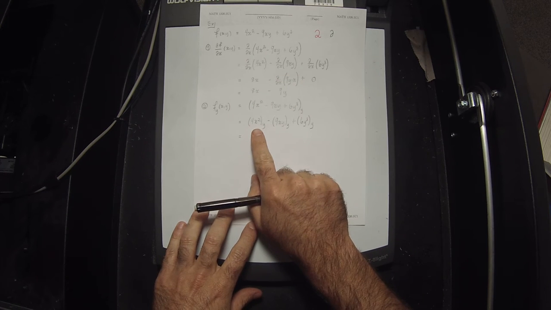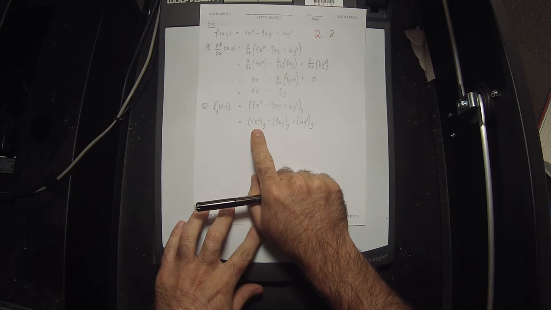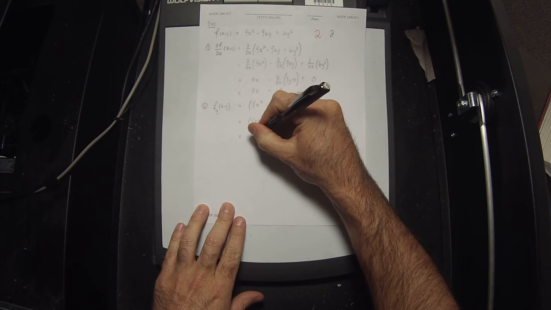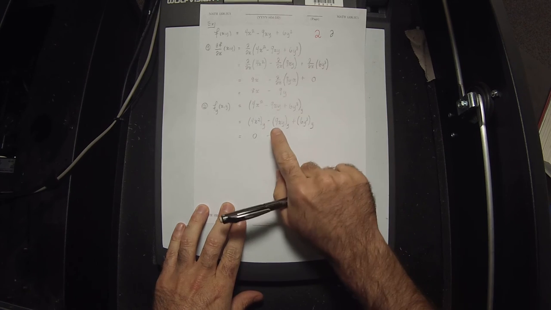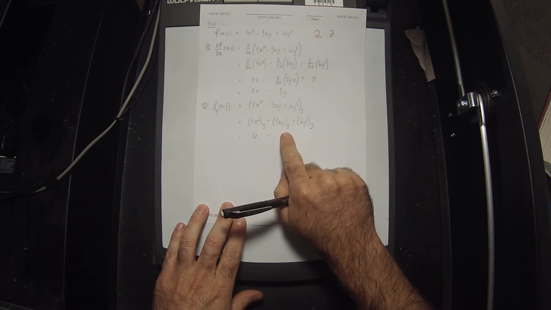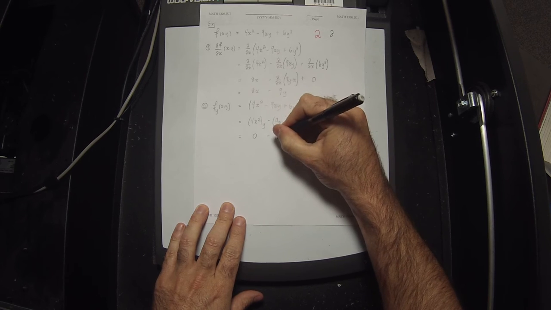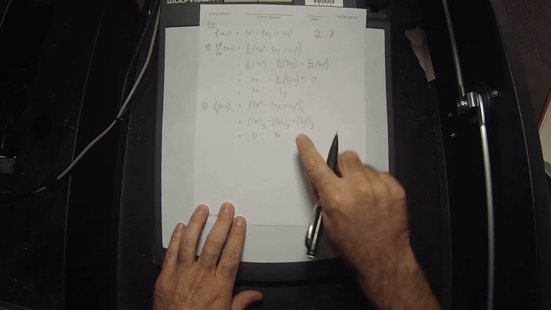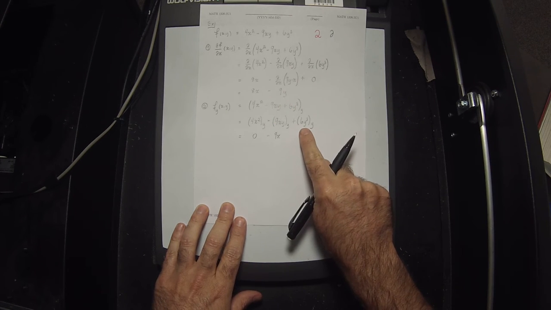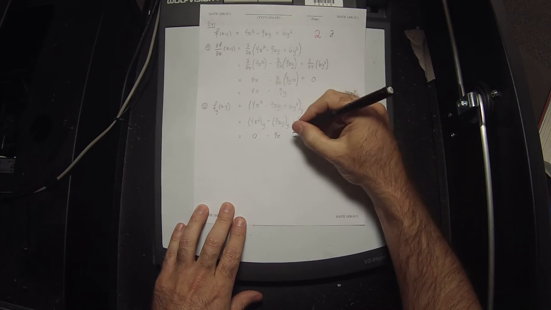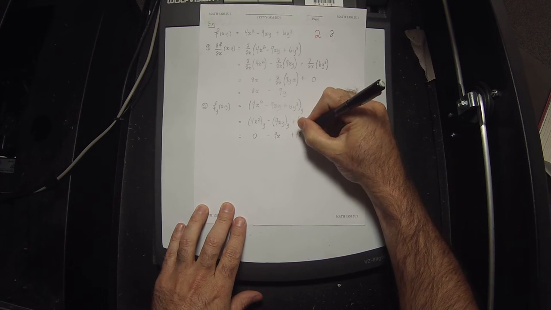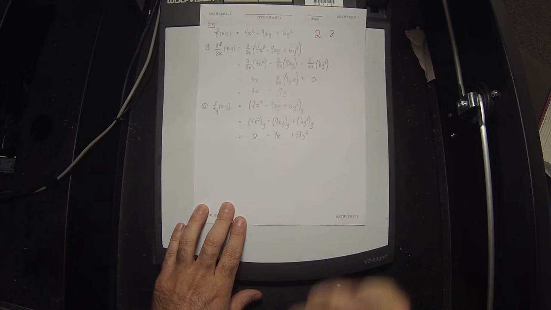What is the y partial of 4x squared? Zero. What is the y partial of 9xy? 9x. Yes. What is the y partial of 6y cubed? 18. Very good.